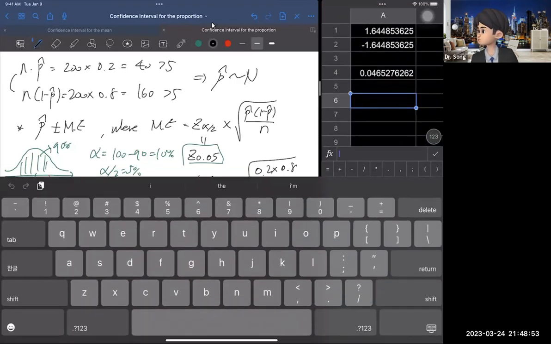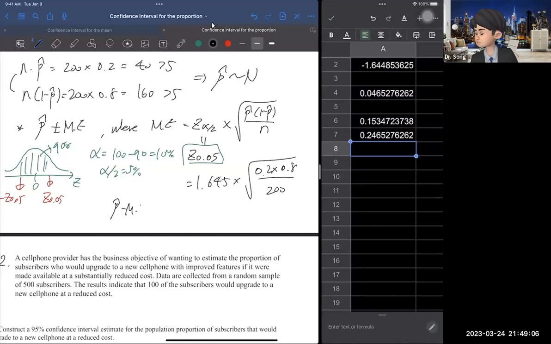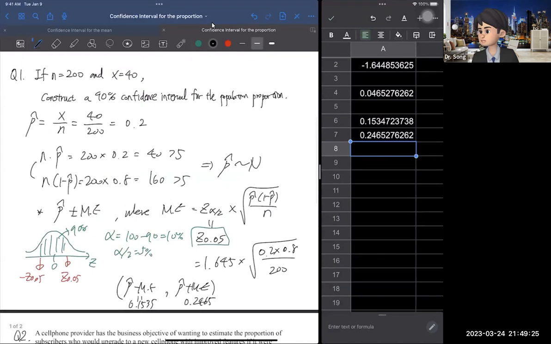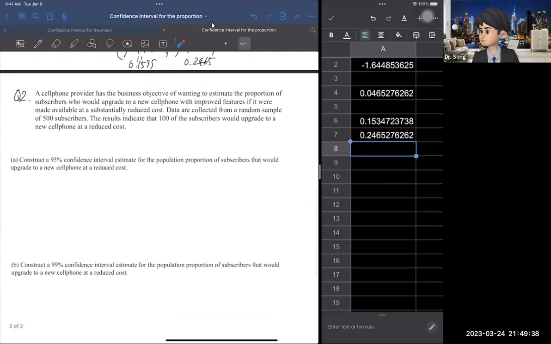So this P hat 0.2 minus this margin of error gives me the lower bound, and 0.2 plus this margin of error gives me the upper bound. So P hat minus margin of error, the lower bound, is 0.1535 up to 4 decimal places, and then P hat plus margin of error is 0.2465. So the interpretation is we are 90% confident that the true population proportion is located between 15.35% and 24.65%. Okay. Now let's look at question number 2.